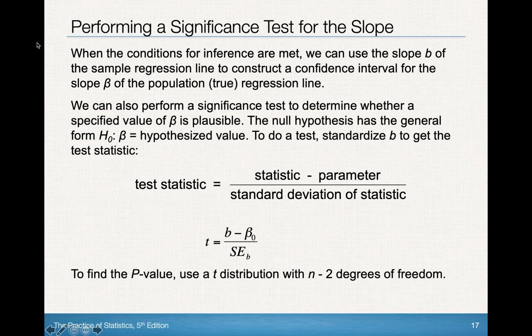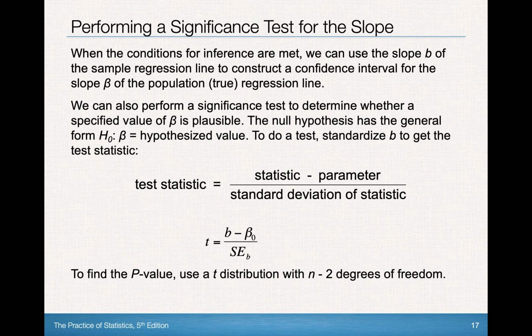Again, our test statistic is always going to be statistic minus the parameter divided by standard deviation. This doesn't change whether we're doing z-scores or t-scores. In this case, we are going to be looking at a t-score because we're looking at a t-distribution, where our statistic is b, which is the slope of the sample regression line, minus beta, which is the claimed hypothesized parameter, which is always going to be 0 because we're going to assume that the parameter is 0 unless stated otherwise. And then divided by our standard error of b, which is the standard error of our slope, SE sub b.